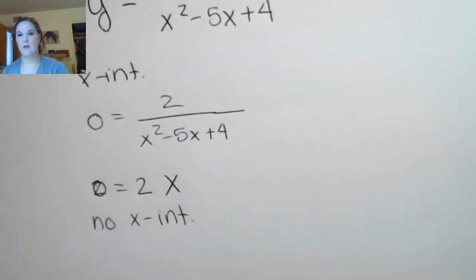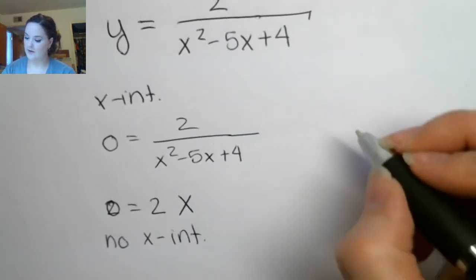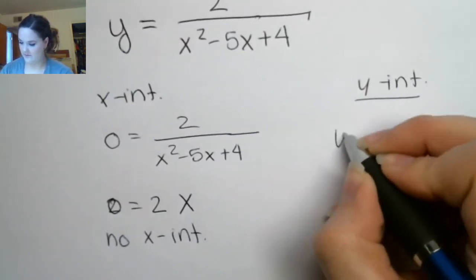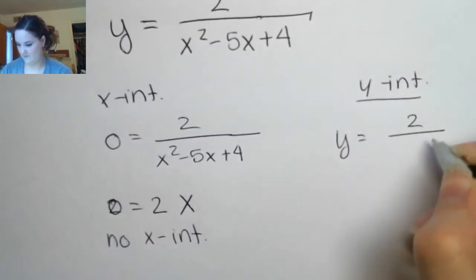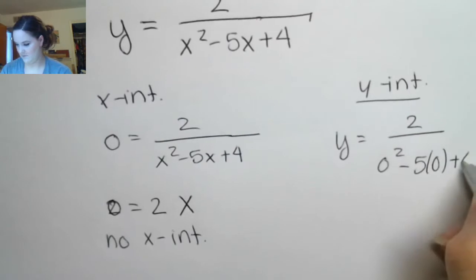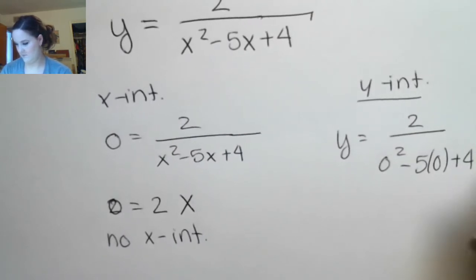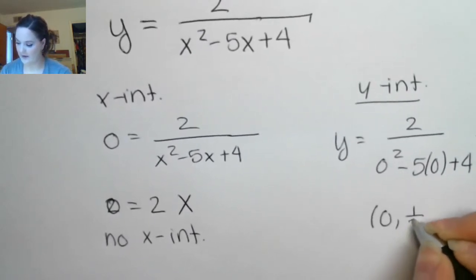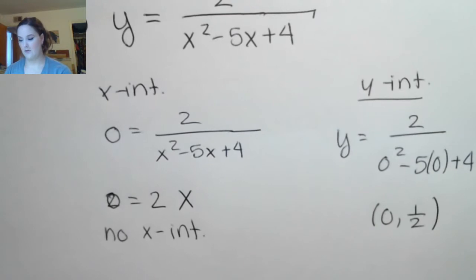Then we would find our y-intercept by letting x equal 0. So we found our y-intercept, 0, 1/2.